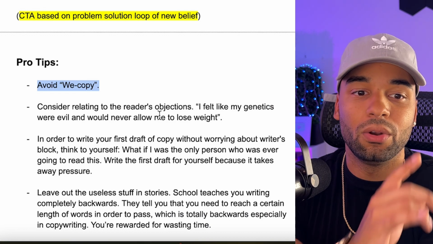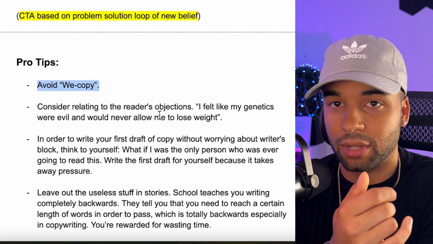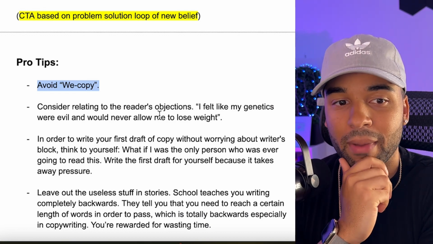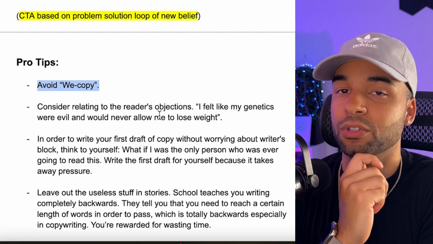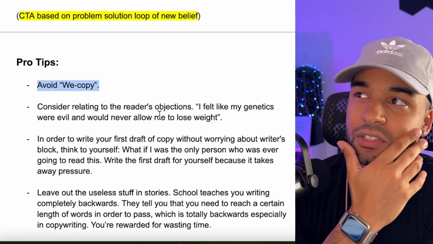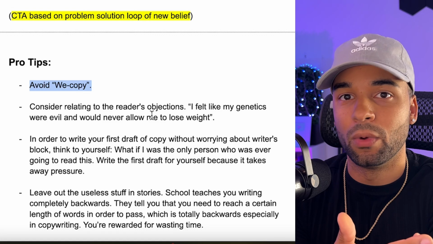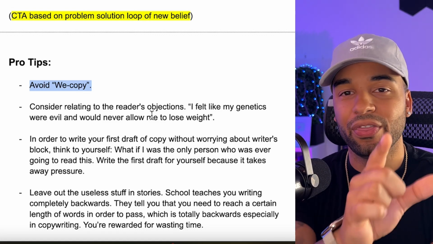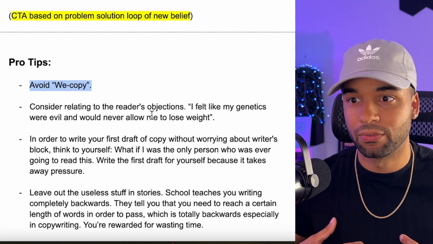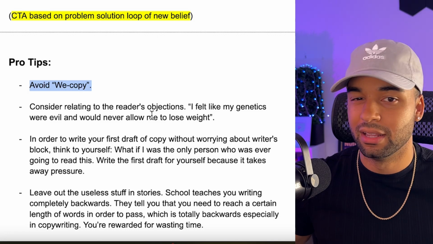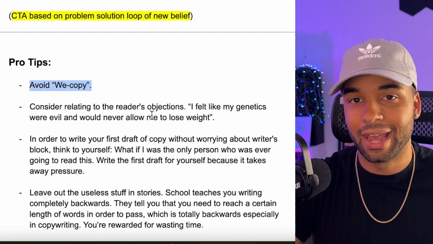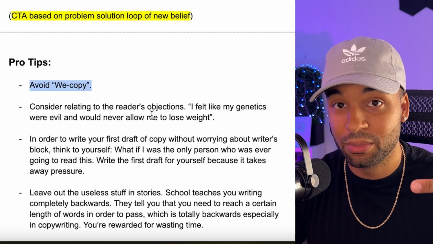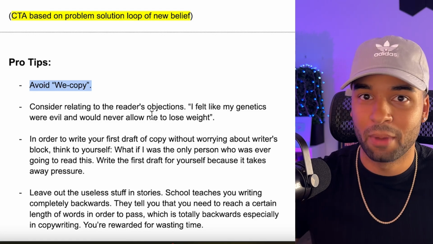Next, consider relating to the reader's objections. Okay, this one's important. I just felt like my genetics were evil and would never allow me to lose weight, right? Or I thought to myself, snacking throughout the day, wouldn't that lead to me eating more calories because I'm eating all throughout the day, right? So what are the objections that are naturally going to come up when you tell them about the solution, and tell them, I thought that exact same objection myself, but then I realized. Okay, this is something that's super important when you not only handle objections, but also relate to the objections and be like, I thought this exact same objection too, right?